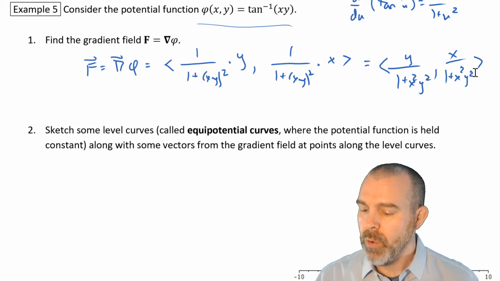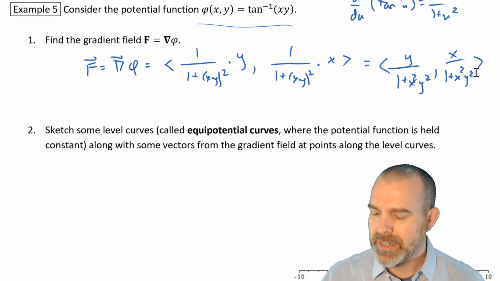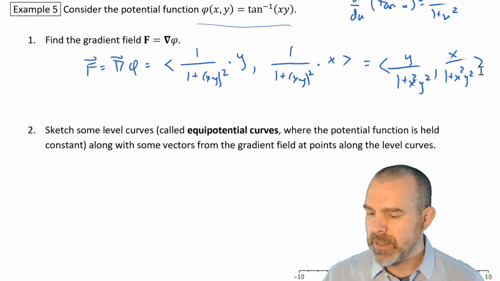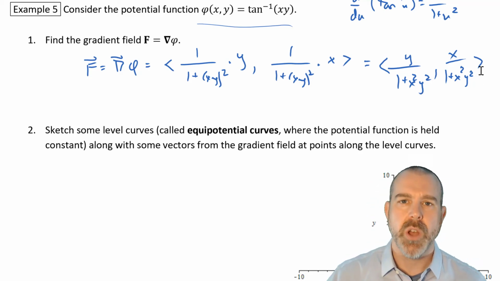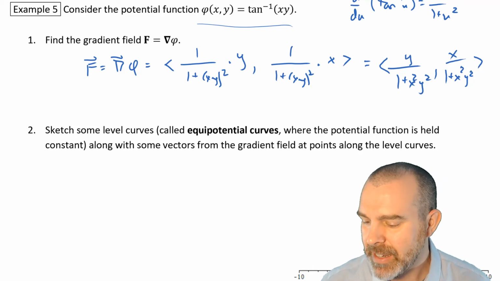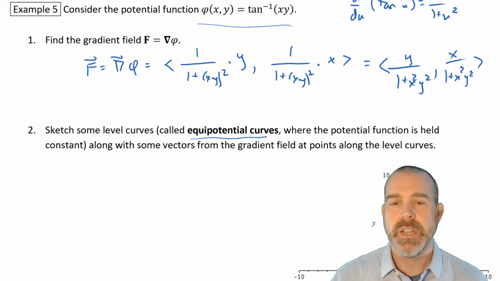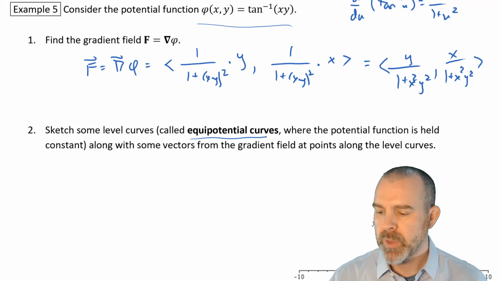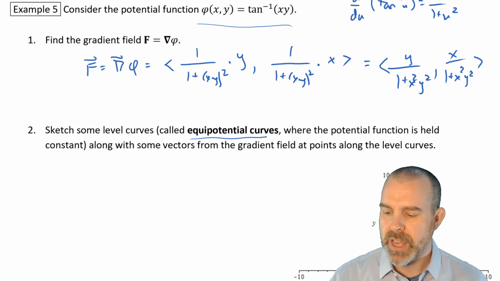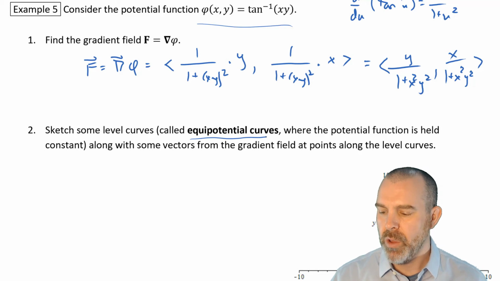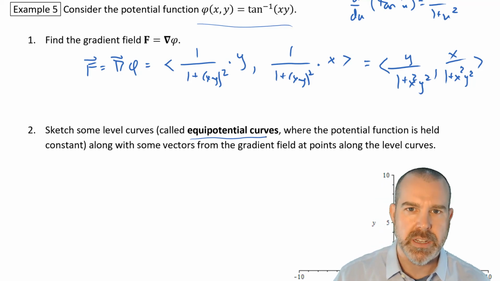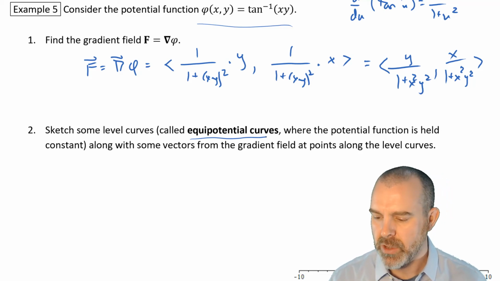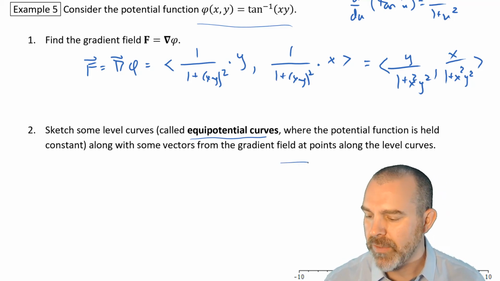We're going to talk about one last thing here. We're going to sketch some level curves. This is something that we'll talk about more. In this context, they're actually called equipotential curves, because the level curve, right, is when you're holding your function constant, but here we're going to hold the potential function, that phi function, constant. So those are equipotential. And we're going to try to draw some of the vectors from the gradient field along the level curve.